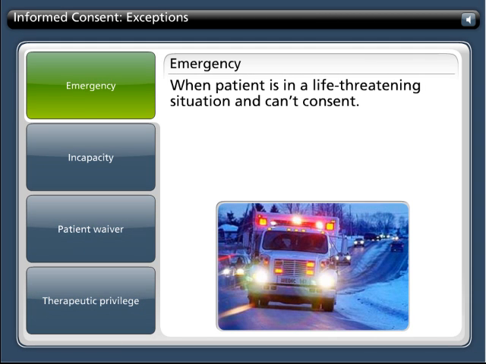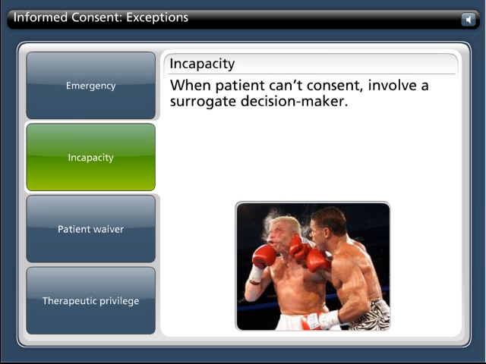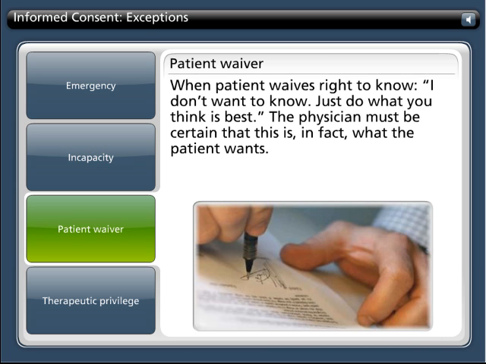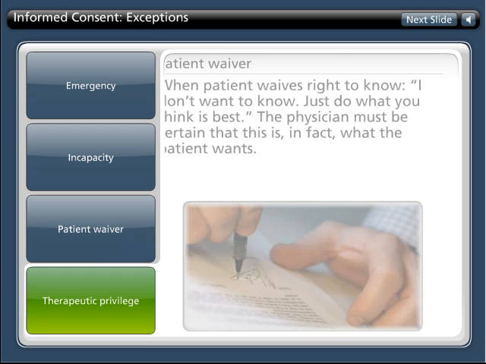Exceptions to informed consent. The first exception is emergency, or when a patient is in a life-threatening situation and can't consent. The second is incapacity, when a patient cannot consent, involve a surrogate decision maker. There is also something known as a patient waiver. When the patient says they do not want to know any more and let the clinician do what they think is best, this is known as a waiver. The patient is waiving their rights to an informed decision, and the clinicians will do what they think is best.